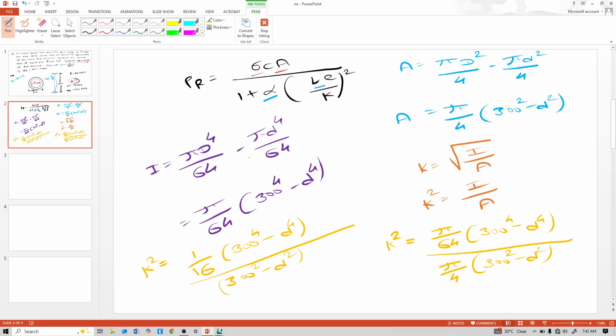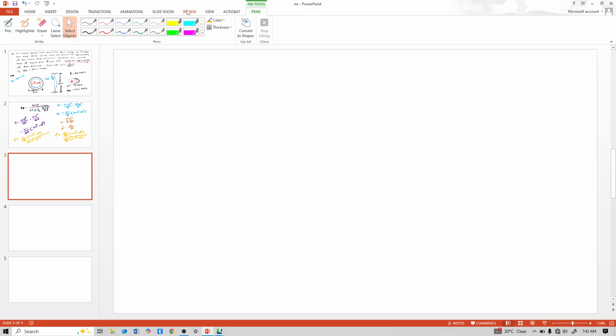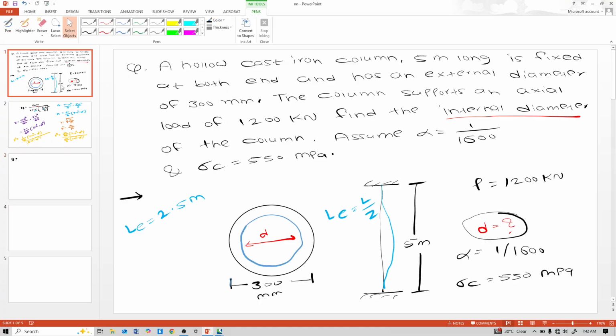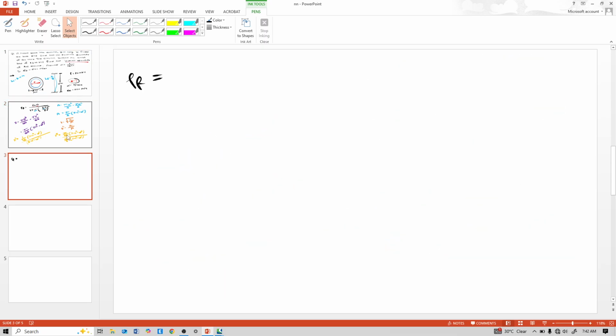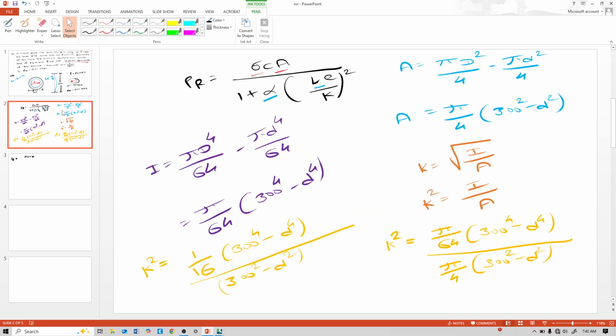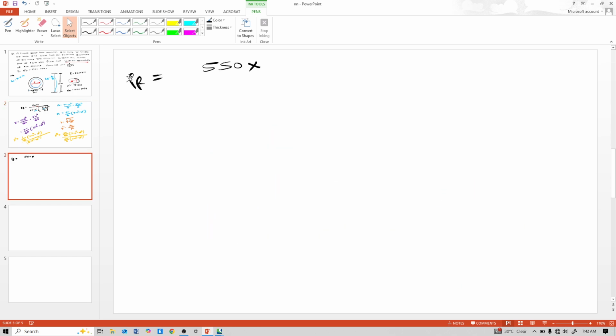So now put all this in this PR formula. PR is equal to sigma C, which is this 550. Area is nothing but pi by 4 into 300 square minus small d square.